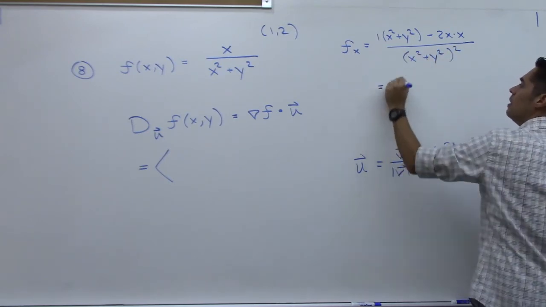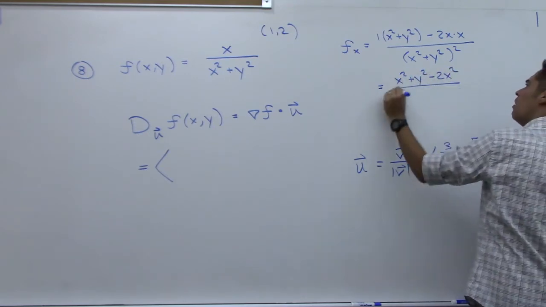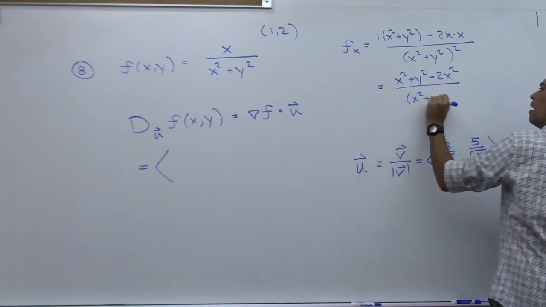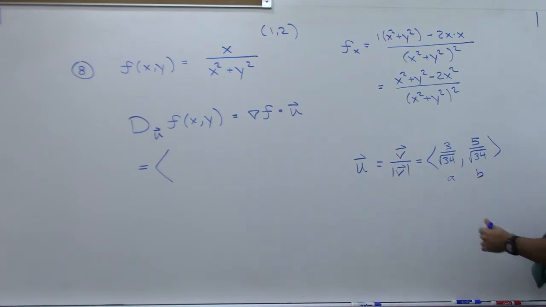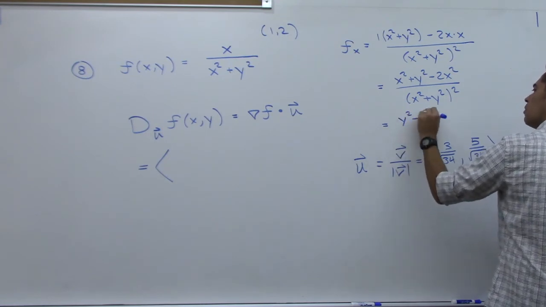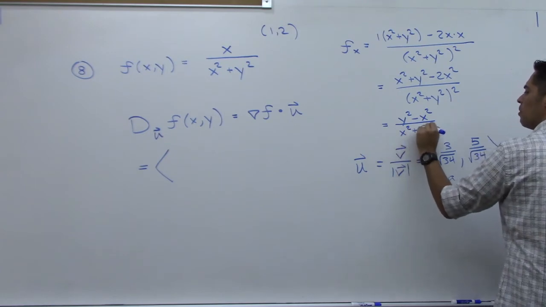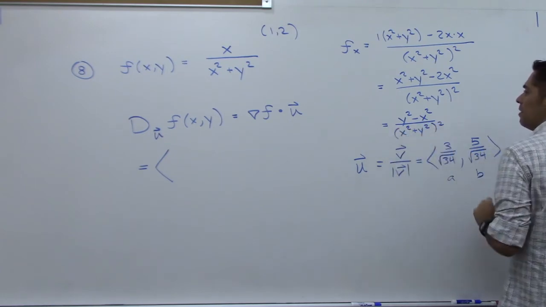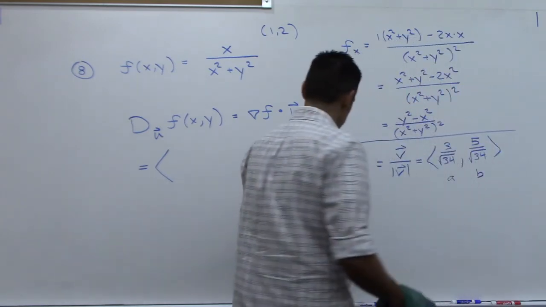Which is x squared plus y squared minus 2x squared all over x squared plus y squared, squared. Which is y squared minus x squared over x squared plus y squared, squared. Okay, that's my partial derivative with respect to x. Now, how about my partial derivative with respect to y? I'll do that here.